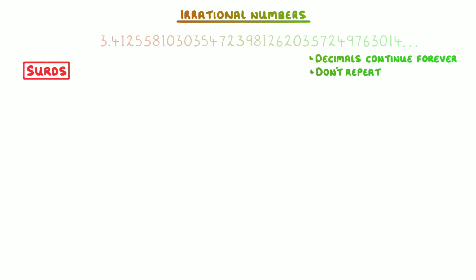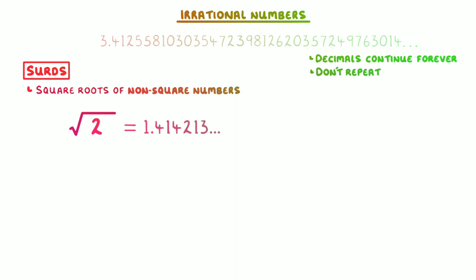Now, the last thing we need to cover are irrational numbers, which are much harder to write, because their decimals continue forever, but they don't repeat. So they look like a random string of numbers going on forever. The main place you'll see irrational numbers are surds, which we cover in detail in another video, but are basically square roots of non-square numbers, like the square root of 2, which would be something like 1.414213, but would continue on forever without any pattern.